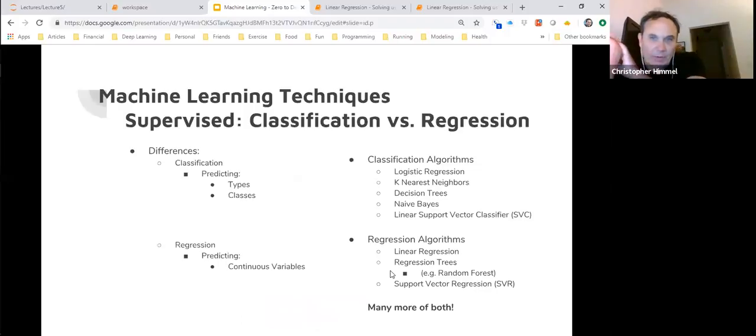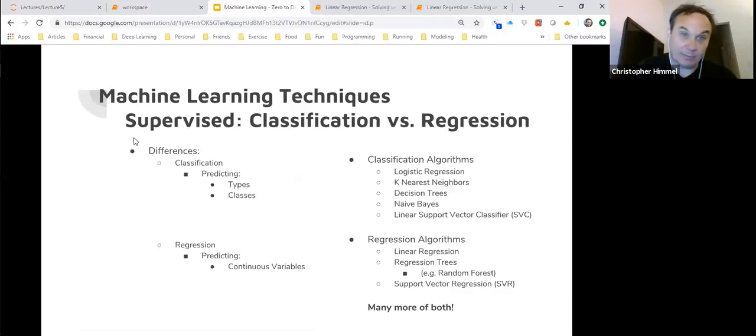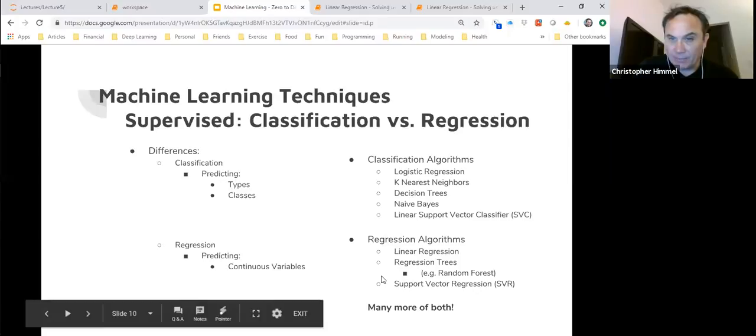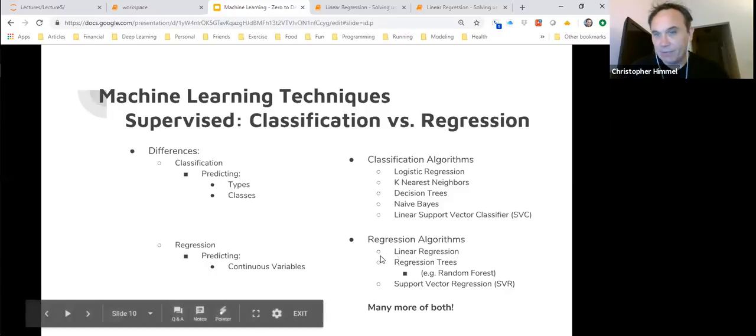Okay, so anyway, these different algorithms we've divided up into two different types of machine learning techniques, and this is all the supervised techniques. We're not talking at all about unsupervised yet or semi-supervised. Right off the bat, we're just doing supervised. So different types of classification algorithms: logistic regression, k-nearest neighbors, decision trees, naive Bayes, linear support vector classification. Those are all classification algorithms.